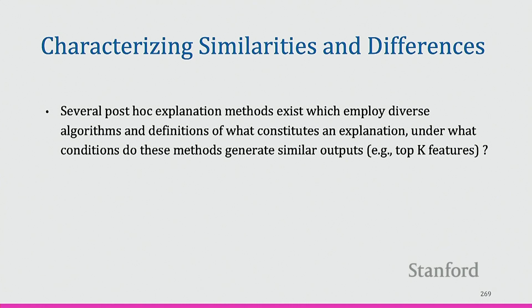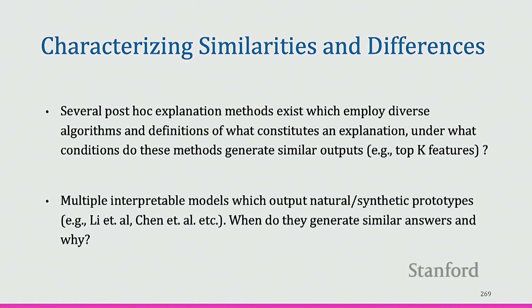That understanding is also important for us to build better methods and get to a point where we know a bit more than we currently do about explanation methods, right? And there are multiple interpretable models which output natural or synthetic prototypes. When are these actually generating similar prototypes? And under what conditions are they generating similar prototypes? When are they going to generate different prototypes? Again, we don't know, right? So clearly, in the whole space of making models interpretable by adding layers of prototypes or attentions, there's a huge void in terms of what we can say theoretically at all, or even empirical analysis, to be honest.